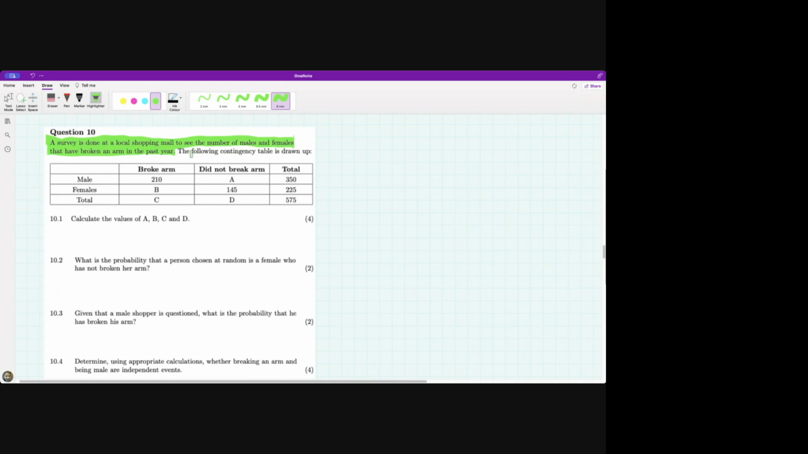So we're looking at gender versus breaking an arm or not breaking an arm. Now, just off the top of my head, part of me thinks this may not be independent, but again, I don't know. You have to look at the data. But generally speaking, males tend to take more risks than females from what I've observed. So part of me thinks it might not be independent, but let's see what the data says. Can you work out for me the values of A, B, C, and D? Tell me in the chat what you think they are.